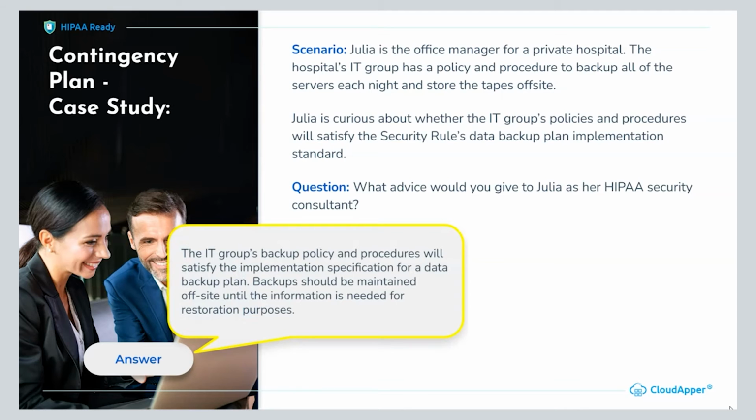The IT group's backup policy and procedures will satisfy the implementation specification for a data backup plan. Backups should be maintained off-site until the information is needed for restoration purposes.